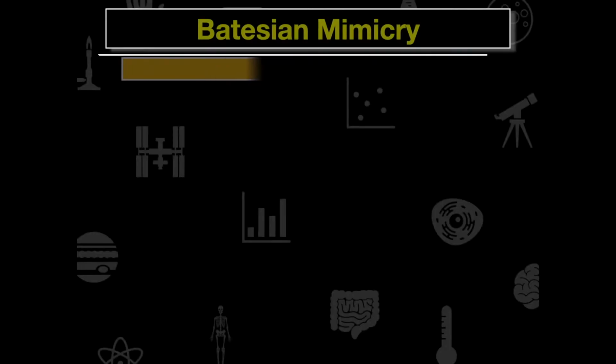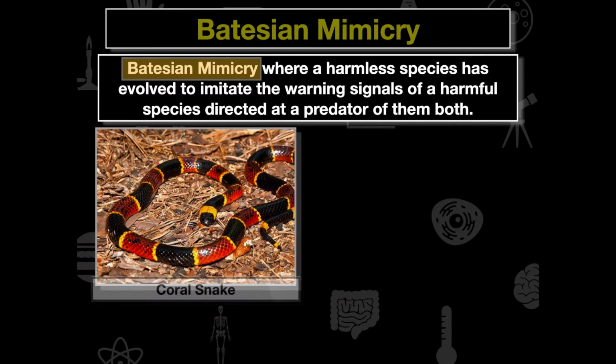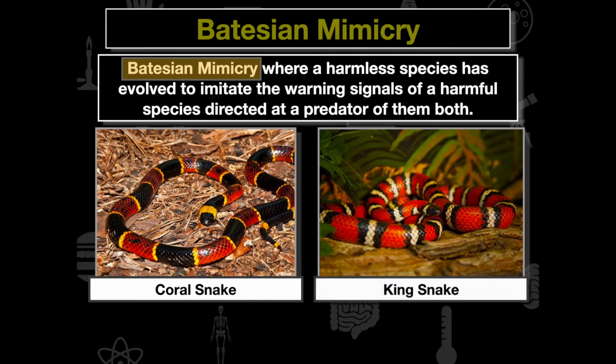Now, something similar to aposematic coloration is Batesian mimicry, where a harmless species has evolved to imitate the warning signals of a harmful species. So on the left here we have our coral snake, and on the right here we have our king snake. One of these is venomous and the other is not. It's very difficult for us to tell. If I'm walking through the jungle and I see one of these two snakes, I'm not going to test or touch either of them because they have this coloration pattern and I don't know which one is venomous and which is non-venomous.